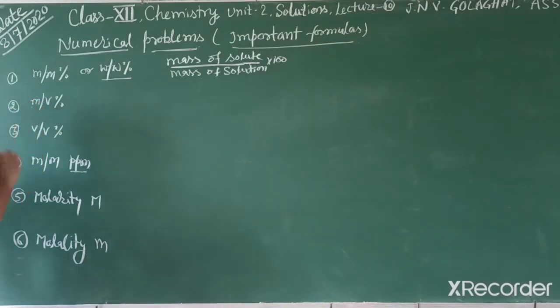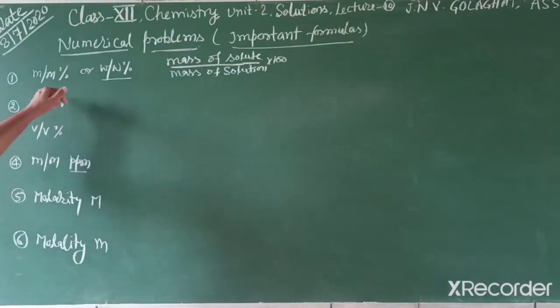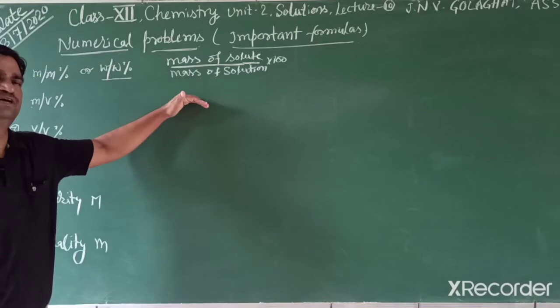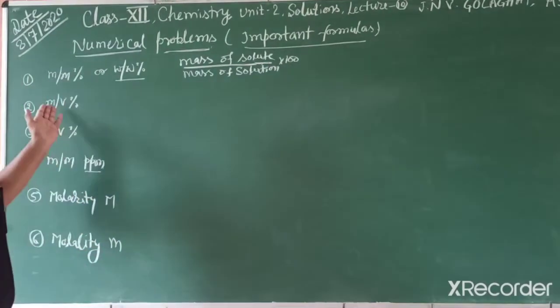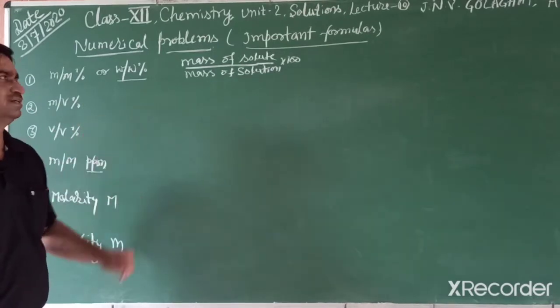Second one, mass by volume percent. It means mass of solute divided by volume of solution into 100. That is volume of solution given in milliliter.